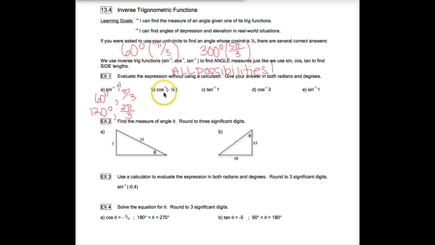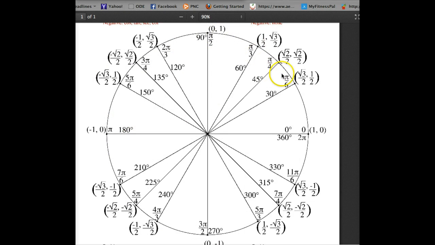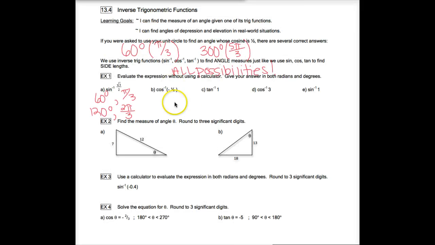Next one, inverse cosine of -1/2. So I'm looking for a cosine value of -1/2. Cosine is the x. I'm scanning the x's. Here's a cosine of -1/2 at 120 degrees. And here is a cosine of -1/2 at 240. So 120 and 240 both have a cosine of -1/2. Don't forget their radian equivalents.